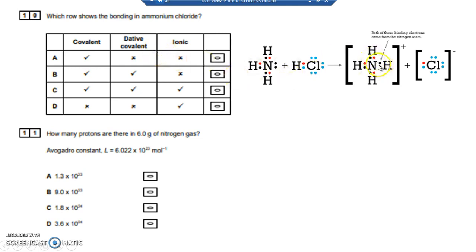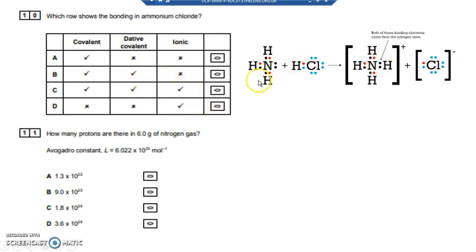And when a covalent bond is formed and both electrons come from one of the atoms, rather than each of the atoms putting one electron in each, when the pair comes from one atom, that's called a dative covalent bond. So that's a dative covalent bond there. So it's either now B or C.